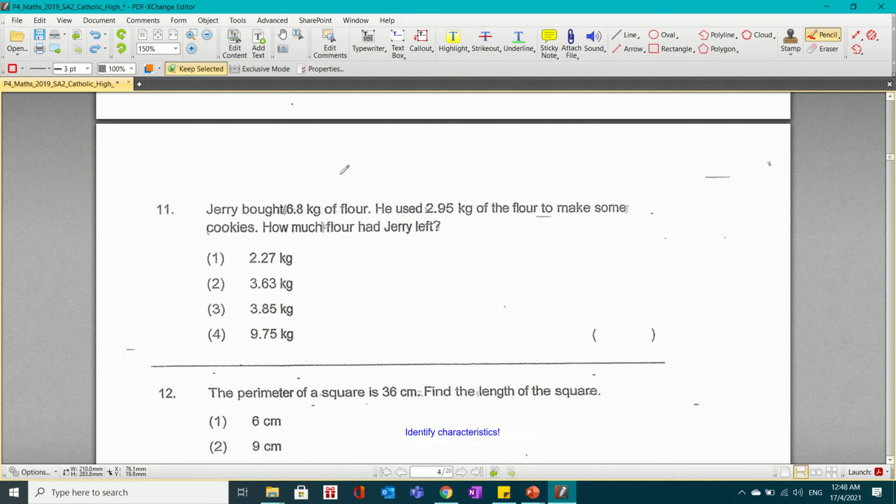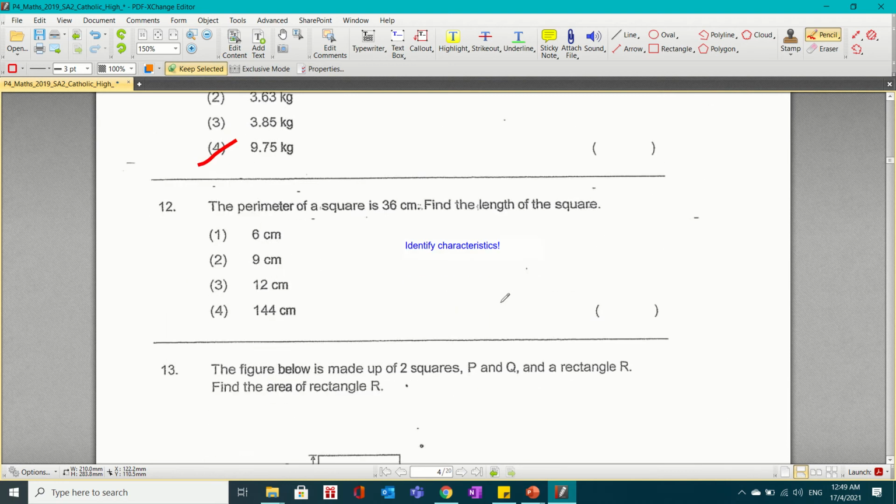So in this case, Jerry bought 6.8 kg of flour and he used 2.95 kg to make some cookies. How much did he have left? A lot of times people don't even read the entire question. They assume what the question is and they don't even realize that they're asking for how much he had left. So you have to always be careful, which is why some people probably take 6.8 and add it to 2.95 instead of subtracting, and they end up getting option 4. But this should be an immediate cancellation because we're talking about how much he had left, and he already used up close to 3 kg of the 6.8 kg he had. So the ideal answer you should be getting should fall within the first 3 options.